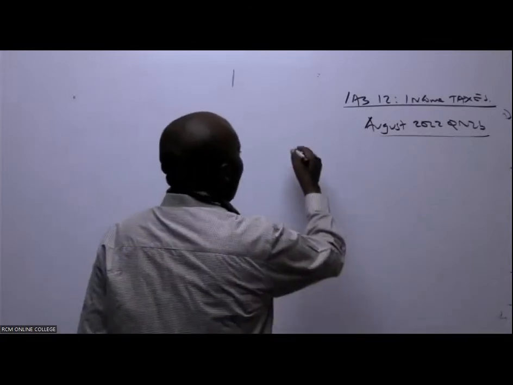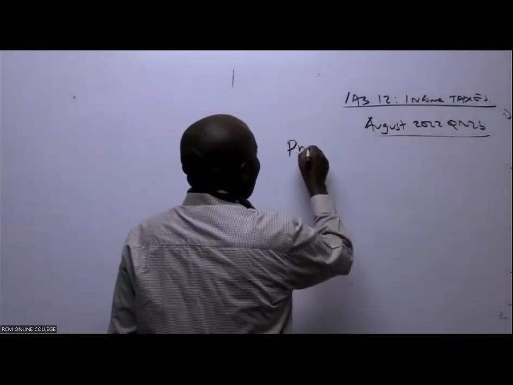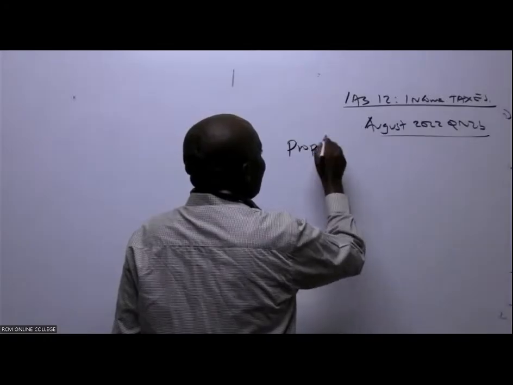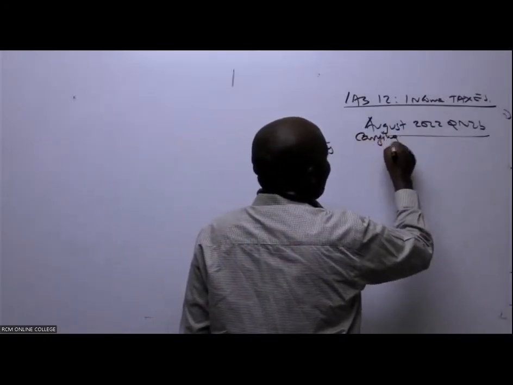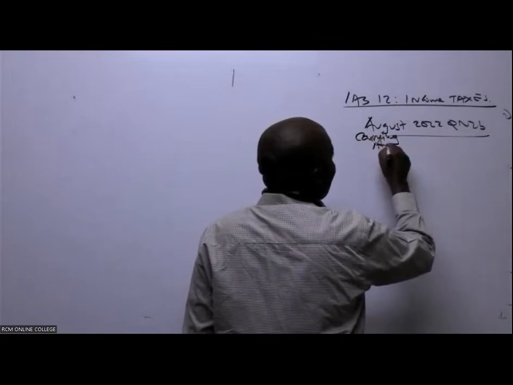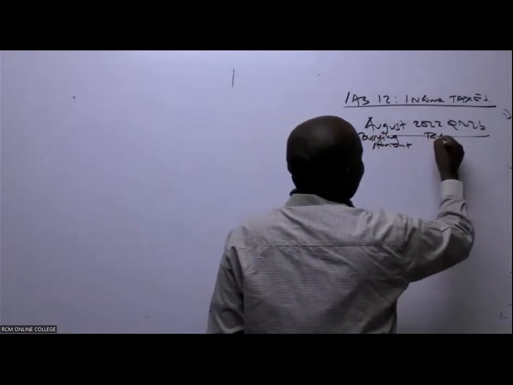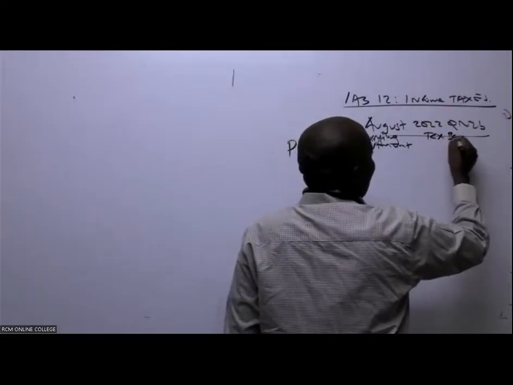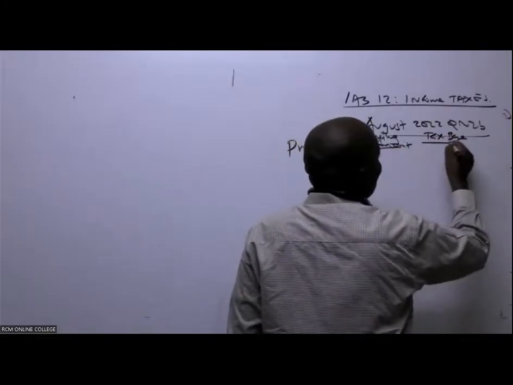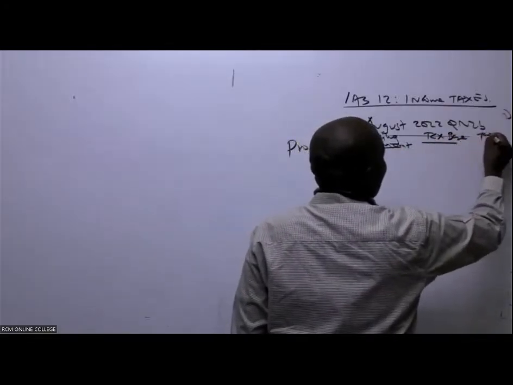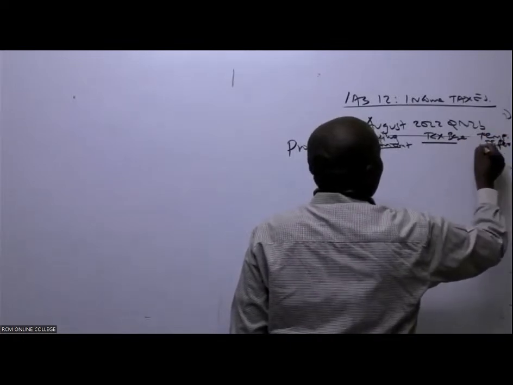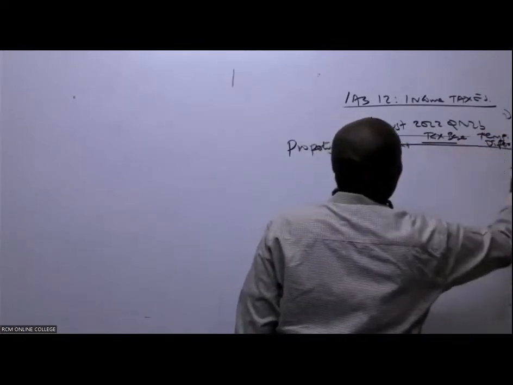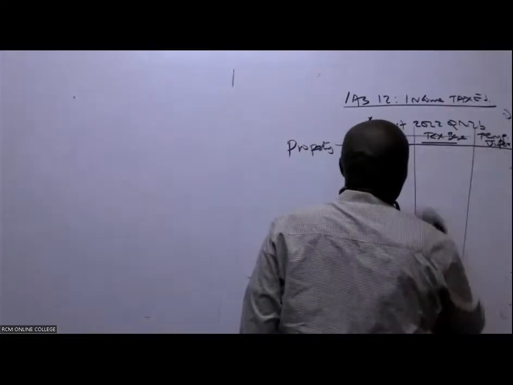So we have here our property. This property, we are only interested in two things. What is its carrying amount? And what is its tax base? Once you give me these two, then straight away I will be able to give you what we call the temporary difference. Once you give me those two, I'll be able to give you the temporary difference like that.